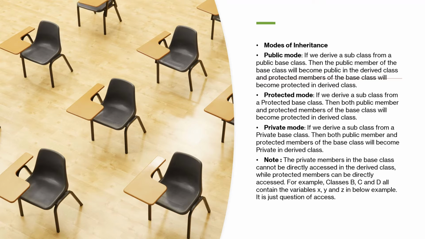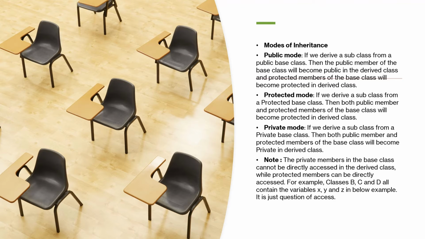In protected visibility mode, if you want to inherit the value to the next immediate derived class, then we will go for the protected access specifier. In the protected access specifier, both public members and protected members of the base class will become protected in the derived class. And in the private access specifier, whatever you declare as private will remain private.